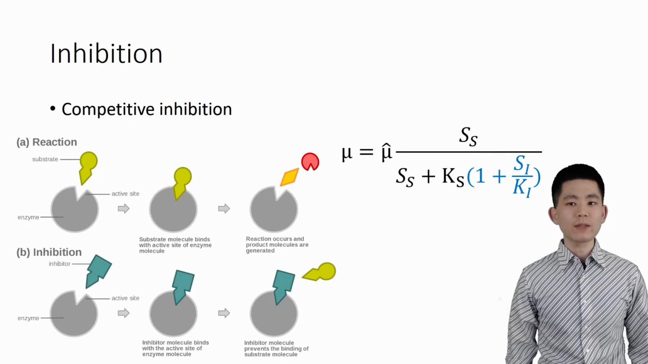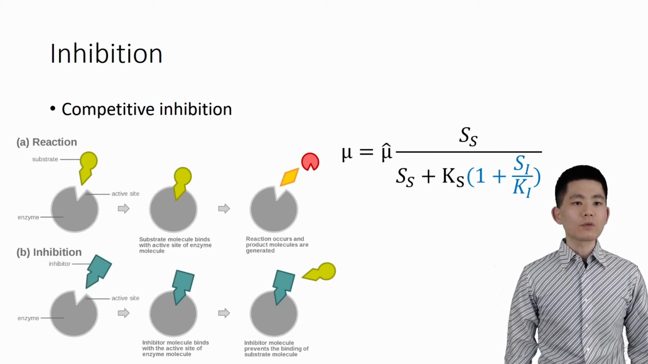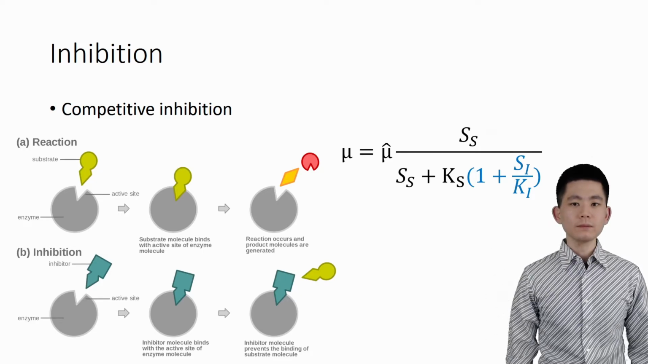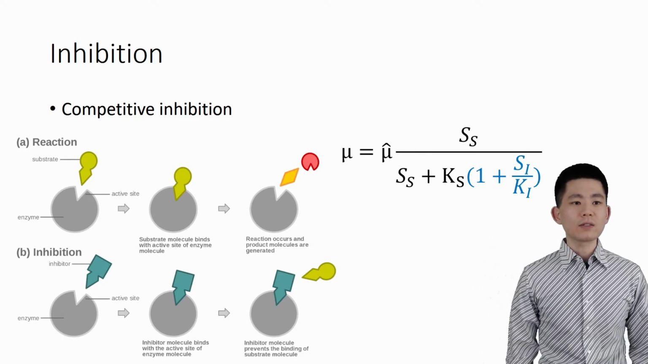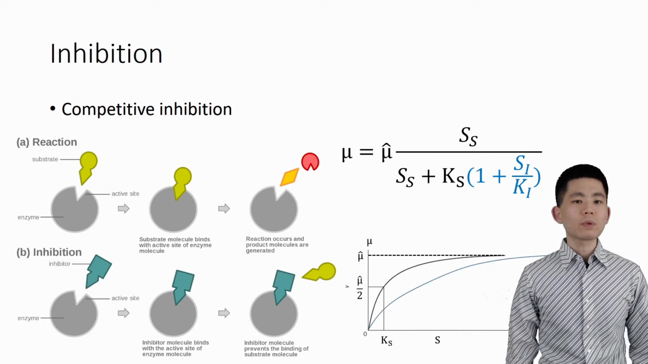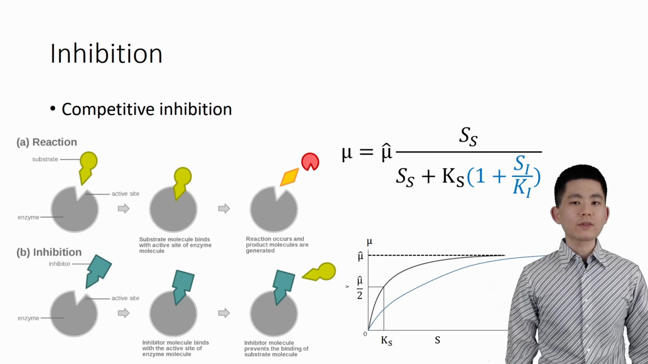But when the S sub S is high enough, the growth rate should still equal the maximum growth rate. When the inhibitor concentration is high, the inhibition function is high, increasing this K sub S term. So a higher substrate concentration is needed to reach maximum growth rate. We can plot this out. With the presence of the inhibitor, a higher S is needed to reach half saturation and maximum growth rate compared to the uninhibited reaction.